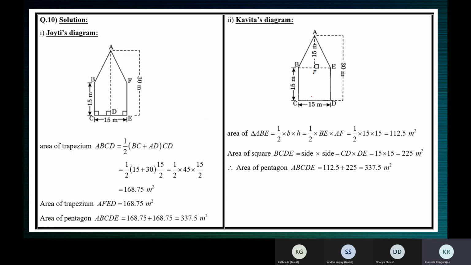So here this is 15, so this is also 15. It's a square. Find the area of the square. And then the triangle. See, this is 15, so this one is also 15. Base into height, 15. How is this 15? Because the full thing is 30 and from here to here is 15. So this remaining part will be 15.